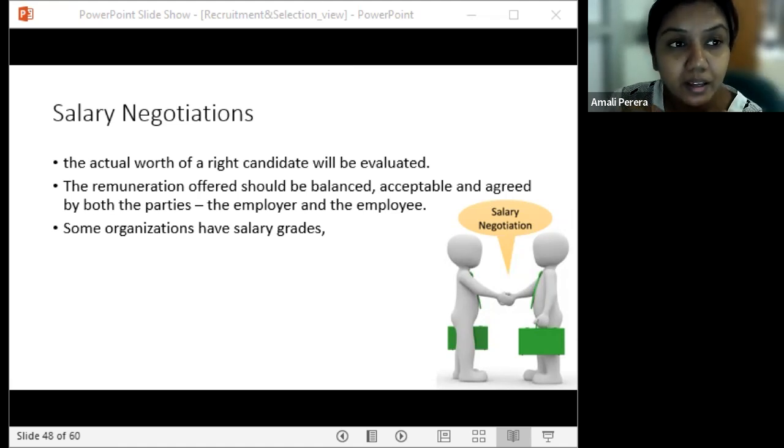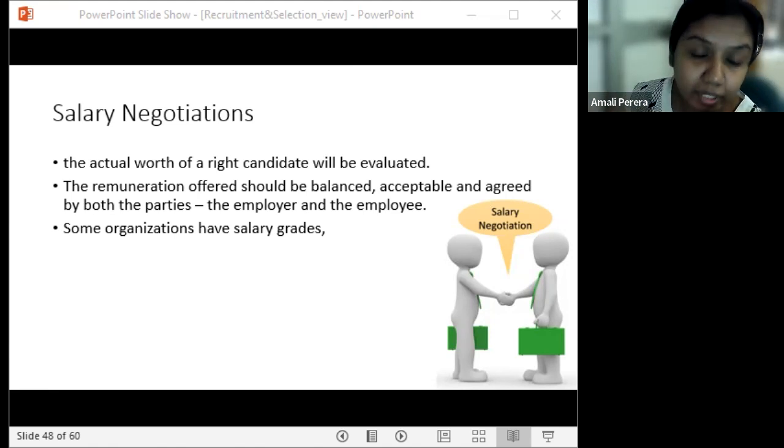So if the candidate is not agreeing to a salary scale, for example, for an HR assistant role, we are paying only a maximum of 40, but the candidate is asking for 50,000. The company cannot do that because they have a salary grade. So the salary has to be negotiated by each party. Either the candidate has to reduce some amount or else the company has to increase some amount. That is what we call the salary negotiation.